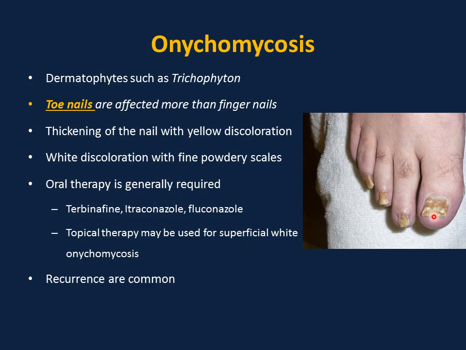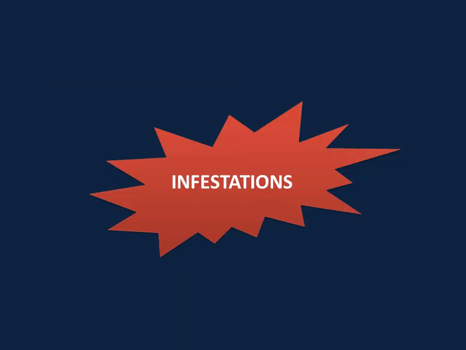Oral therapy is generally required. Topical therapy for this case doesn't work, so do not try it. You may add it, but oral therapy is the main treatment. So terbinafine is an option to give. Itraconazole and fluconazole can also be used for treatment of onychomycosis. Topical therapy may be used for superficial white onychomycosis. Recurrence is common. This is very important to tell the patients what to expect.